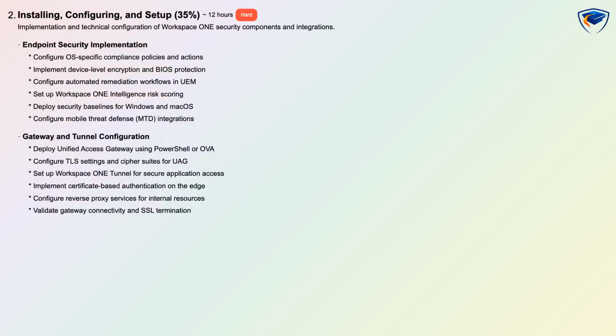The installing, configuring, and setup domain focuses on implementation and technical configuration of Workspace 1 security components and integrations. This domain covers topics such as endpoint security implementation and gateway and tunnel configuration. You'll learn to configure OS-specific compliance policies, implement device-level encryption, set up Workspace 1 intelligence risk scoring, and deploy security baselines for Windows and Mac OS. You'll also learn to deploy Unified Access Gateway using PowerShell or OVA, configure TLS settings and cipher suites, and set up Workspace 1 tunnel for secure application access.